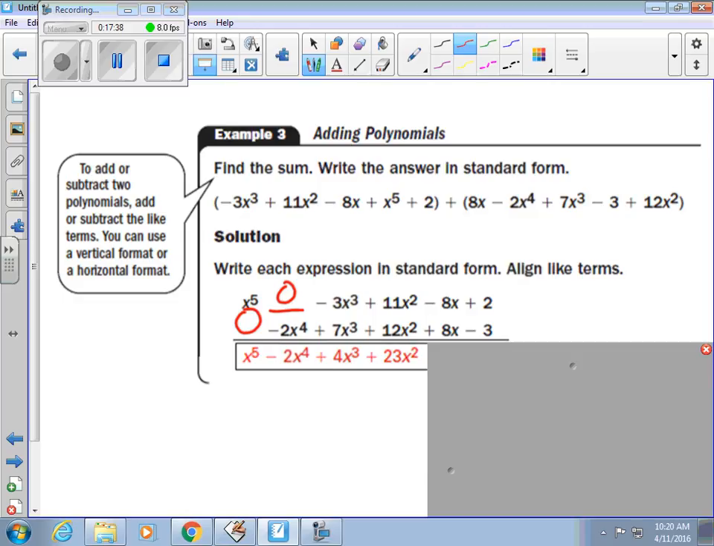When you put negative 8 and positive 8 together, you get 0x. That's why they put a little blank there. And then when you put 2 and negative 3 together, you get negative 1. So there it is added up. When you put those two polynomials together, x to the 5th minus 2x to the 4th plus 4x to the 3rd plus 23x squared minus 1.